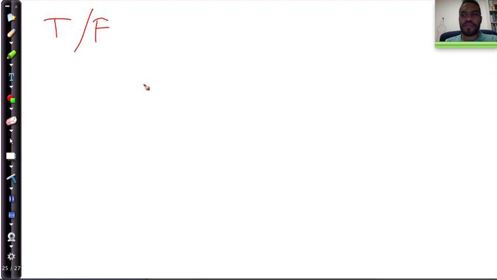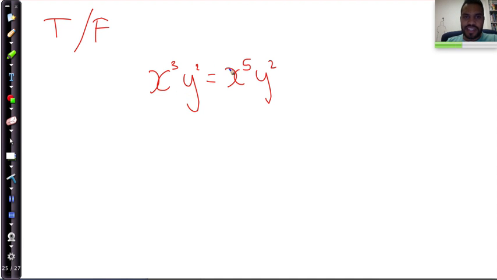Okay, so the next true or false question is x to the power of 3, y to the power of 2 is equal to, let's make it x to the power of 5, y to the power of 2. Now, let me tell you something about mathematical equivalence. That is an equivalence sign. Essentially, this is an equivalence relation. What we're really saying is that the left-hand side is really equal to the right-hand side. Now, is it true or is it false?